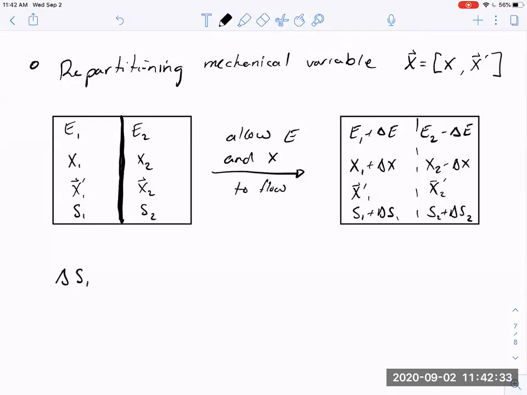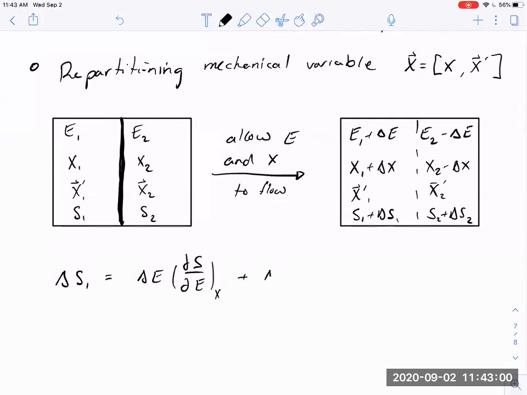We can compute the change in the energy from system 1 if delta X and delta E are both small. The delta E piece we've discussed. The change in the entropy is how the entropy changes with energy times the amount of energy that changes. That's at fixed mechanical variables. And now there will be a contribution if delta X is small that tells me how the entropy changes with that mechanical variable holding everything else constant.